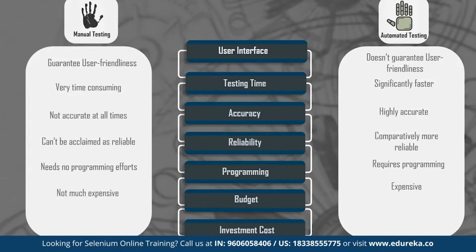And then comes the concept of budget. Manual testing is not very expensive, and it's considered good for short-term goals. Automation testing is expensive as it requires purchasing tools. However, it's quite reasonable in the long term. So if you're going for short-term testing, you should prefer manual testing. If you're going for long-term, then automation testing is much better. Then comes the investment cost. Manual testing requires investment in terms of hiring resources, which is mostly human. Automation testing requires investment in terms of purchasing tools. So that's how manual testing differs from automation testing.